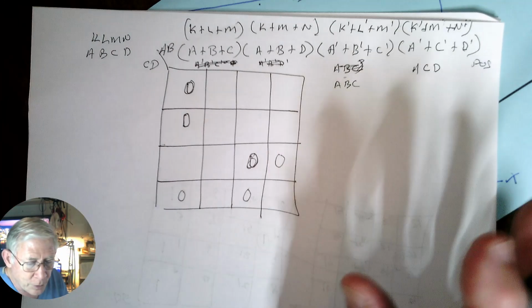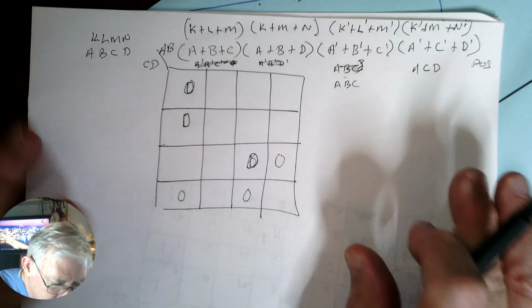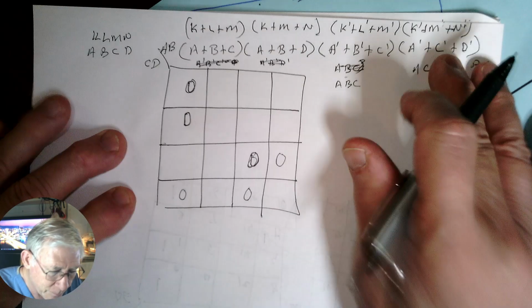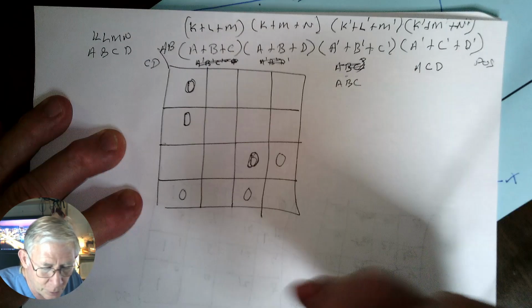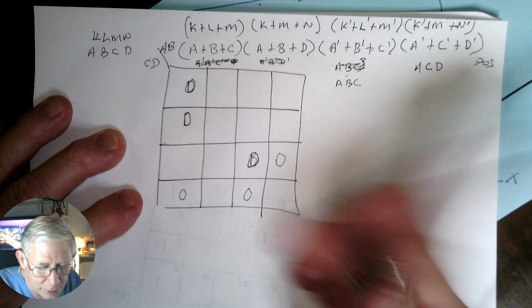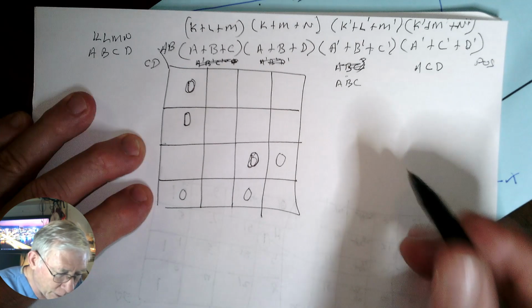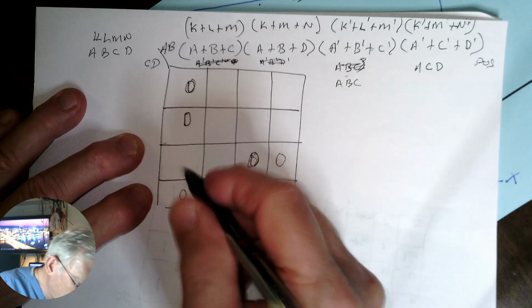Now I've plotted all the zeros. I plotted all these max terms by inverting them, pretending they're ones, but really writing zeros instead of the ones. Okay? Now I'm going to put in the ones.